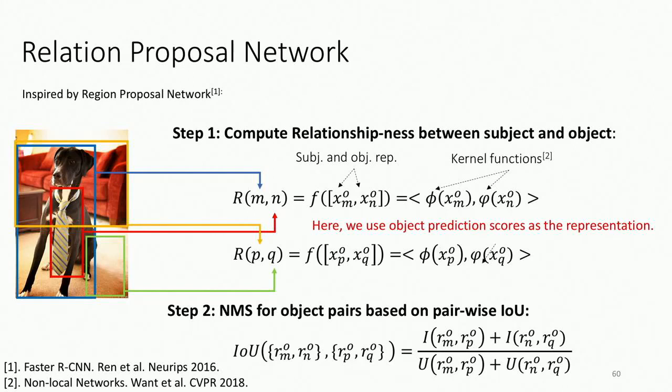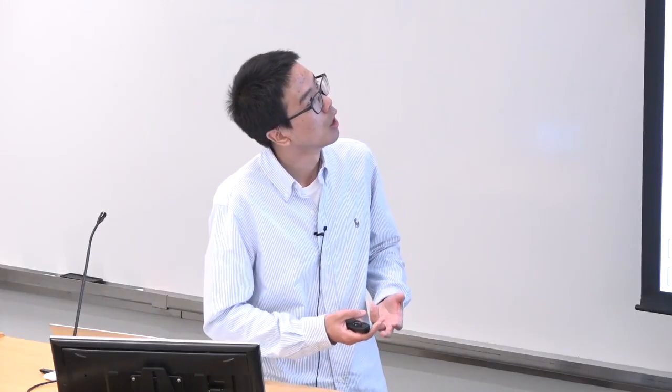Actually, to save computational complexity, we propose a very simple way to do the relation proposal. The first step is we compute the relationship score between the subject and the object. And we use a kernel function to first project the relationship feature into two different spaces, and then we compute the similarity, just using an inner product. And finally, we sort it, and then we just choose the top k to use, and then compose a sparse graph. And the second step is we just use an NMS for the object pairs to do the filtering.